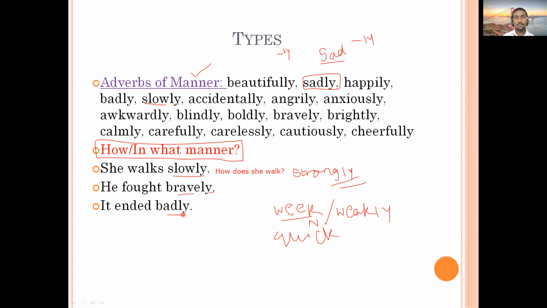So any questions here about adverbs of manner? They talk about how or in what manner. कधी क्रिया कशी कोणत्या पद्धतीने घडते. Based on that you can use these adverbs of manner. If no questions, then let's go to the next slide.